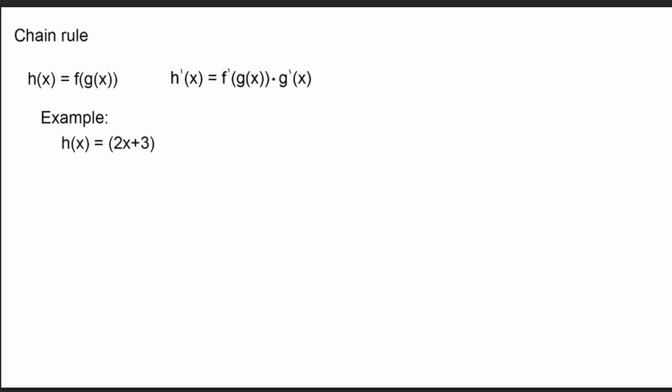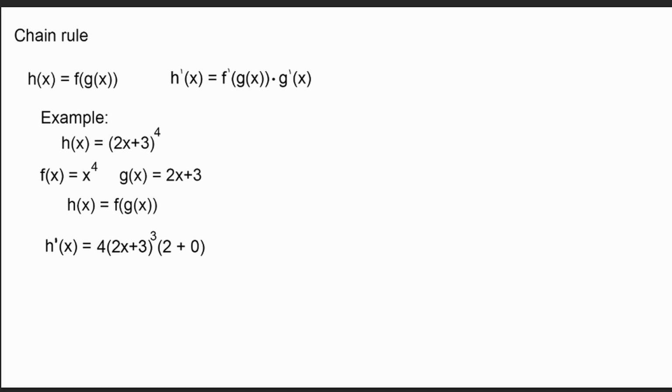Another rule we need to know is the chain rule. It's used to take the derivative of composite functions like h at x equals f at g at x. To find the derivative of this, we need to first take the derivative of the outside function while keeping the inside function the same. Then we multiply the whole thing by the derivative of the inside function. For example, if we wanted to take the derivative of a function like h at x equals (2x plus 3) to the power of 4, we could say that f at x is x to the power of 4 and g at x is 2x plus 3, and then we could rewrite h at x as a composite function.